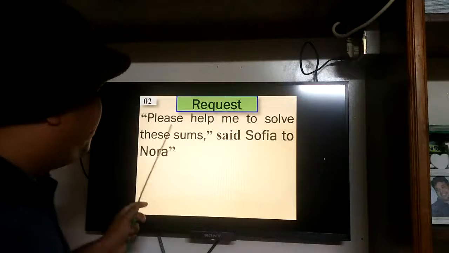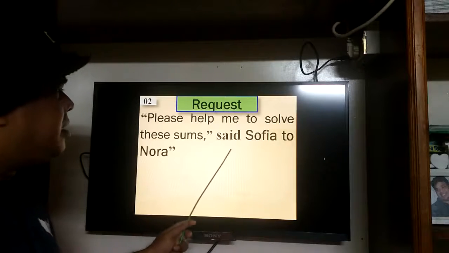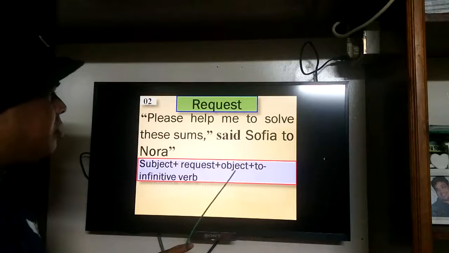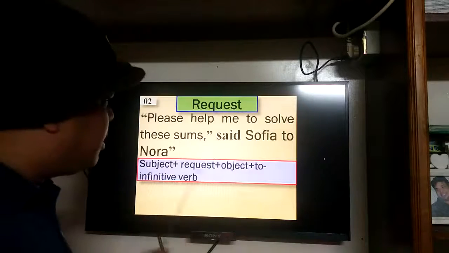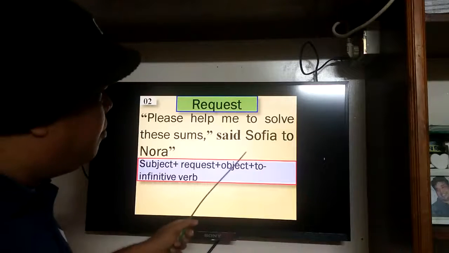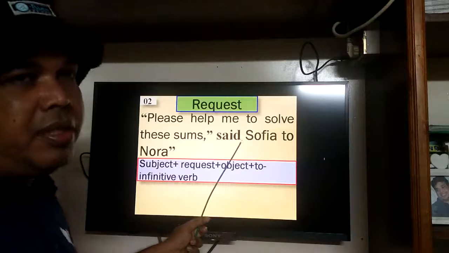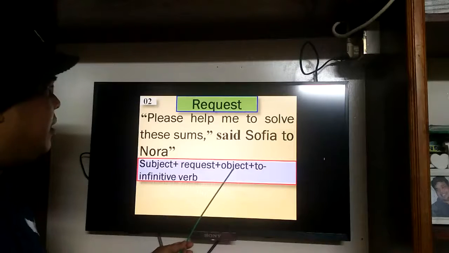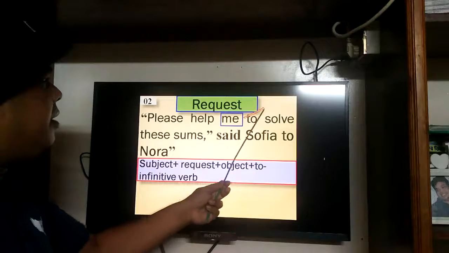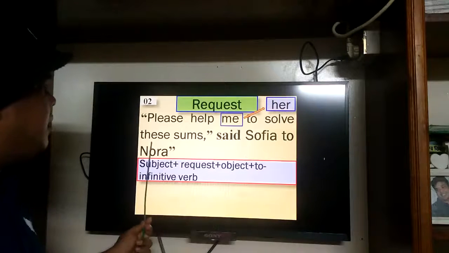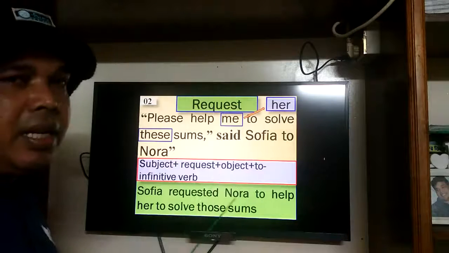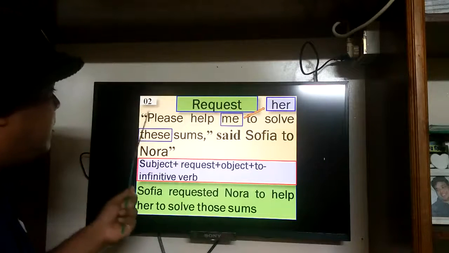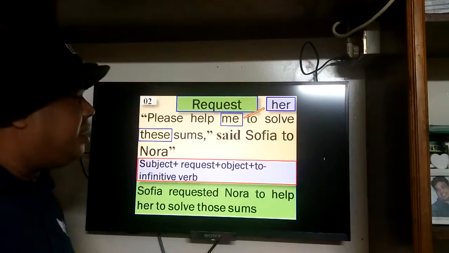Sentence in request: "Please help me to solve these sums," said Sophia to Nora. Sophia is the subject here and Nora is the object. This is a sentence in request, so you have to use requested. Why do you have to write requested here? Because it's written in the past tense. So the answer will be: Sophia requested Nora to help her to solve those sums. This turns into indirect narration.